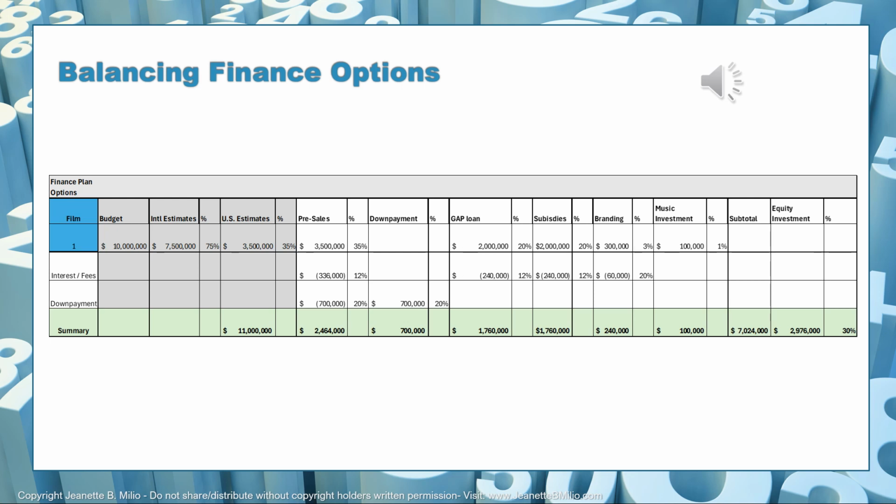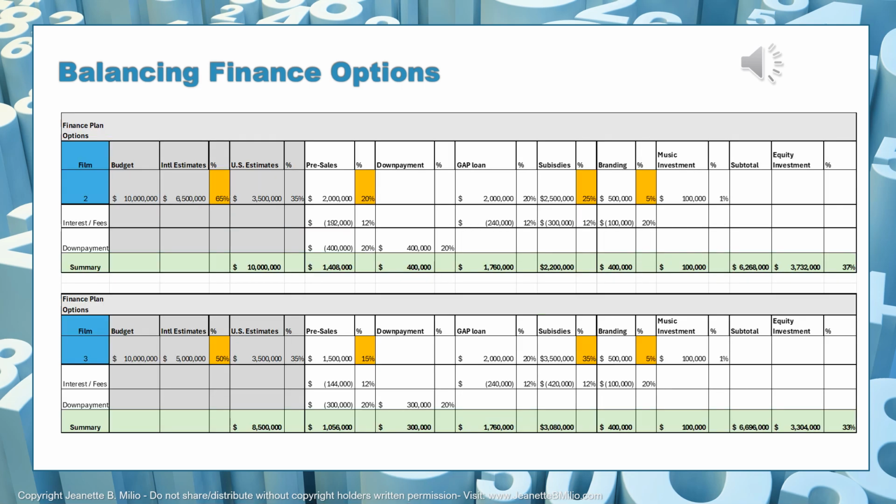two more options where the estimates are not as good, meaning the projected revenues are not as strong. So here we have two films where we see that both of them do not have the ideal finance criteria as we would like to see them when we see films coming to finance them. So the first one here, film 2, has only international distribution estimates at 65% of the budget. So instead of 75%, this film is supposedly generating less money from the international marketplace.